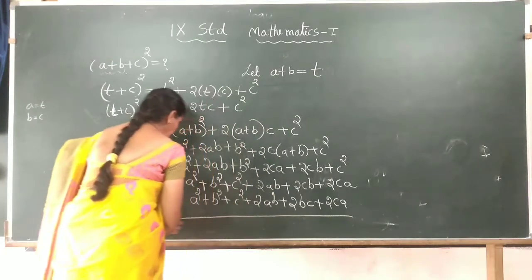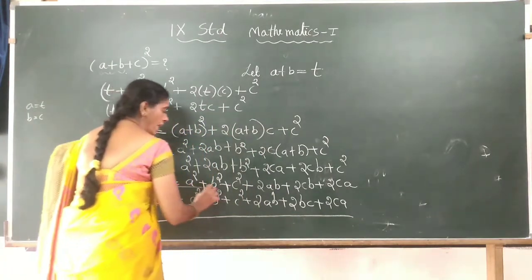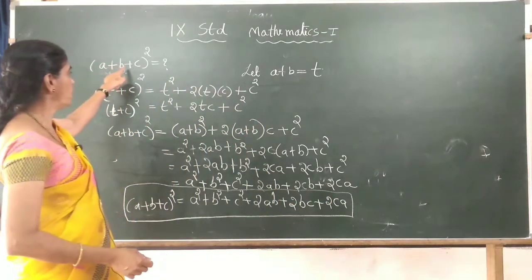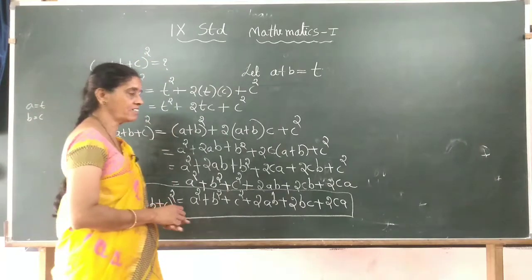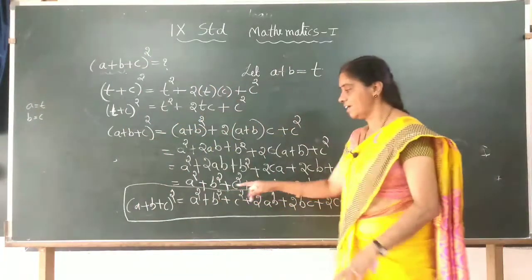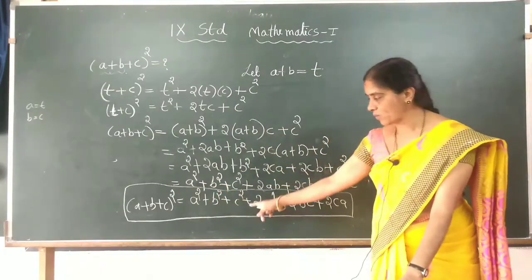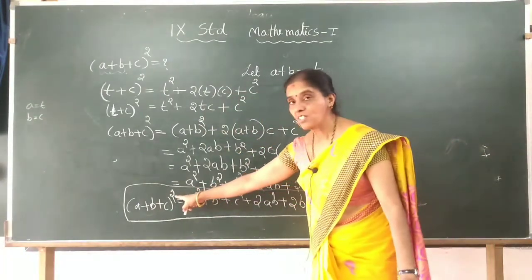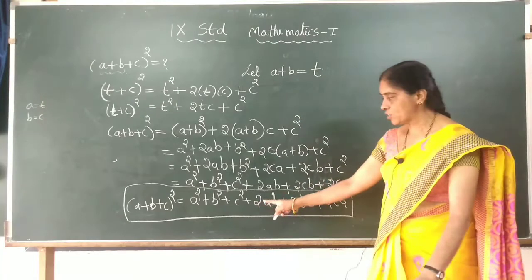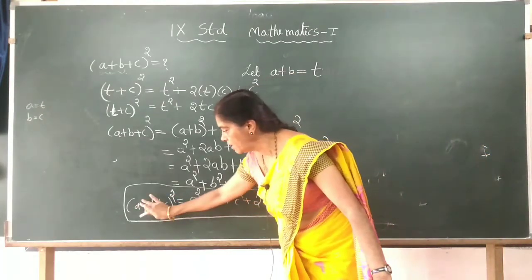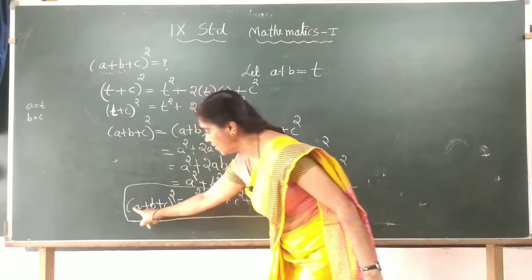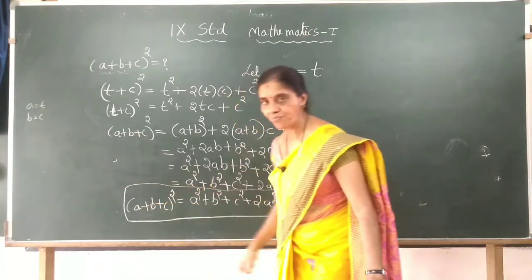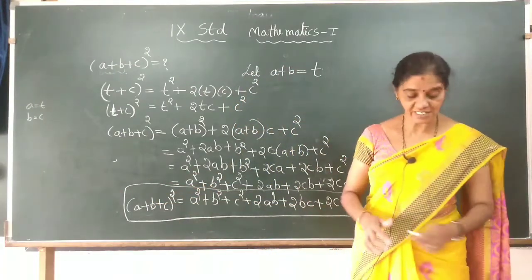So this is the new identity. You have to remember it and solve some problems. What is the answer I got? A plus b plus c whole square is nothing but a square plus b square plus c square, all the three terms squared, because we are doing the square value. Then plus 2ab plus 2bc plus 2ca. So you can remember it by seeing the identity.